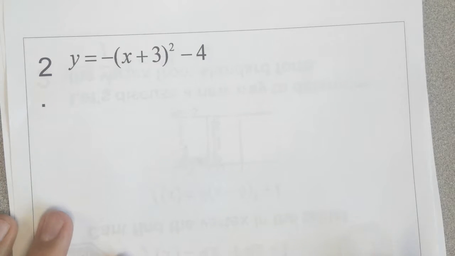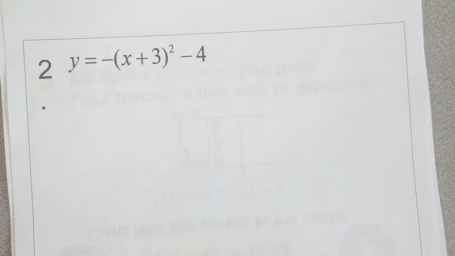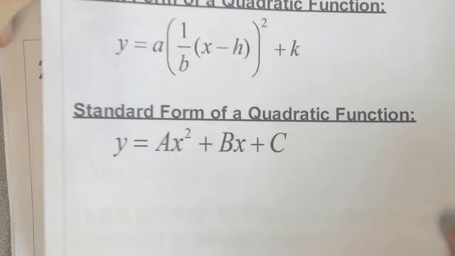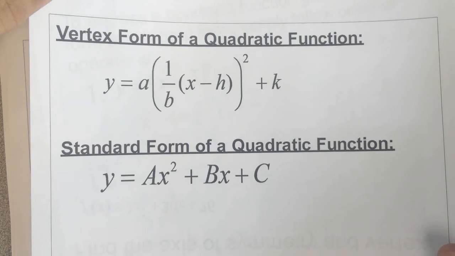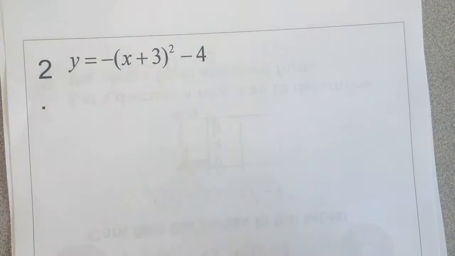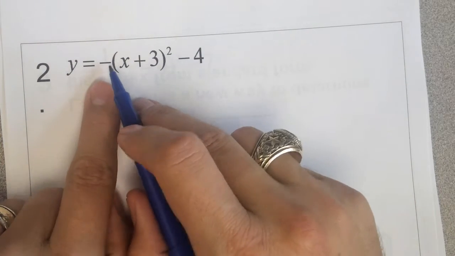Here's our second example of going from vertex to standard form. In case we forgot what vertex form and standard form look like, one more time. Vertex form on top, standard form on bottom. Okay, this one has an a value.